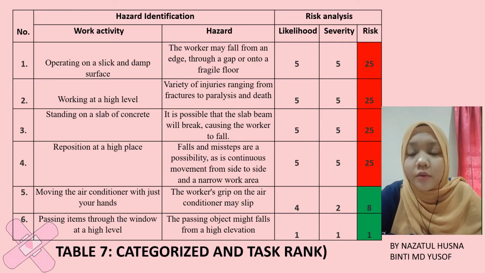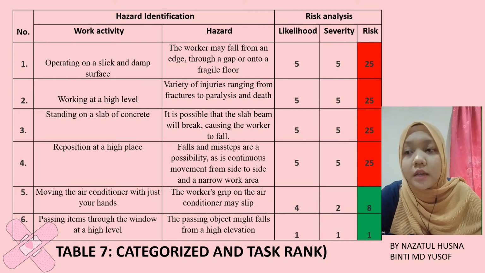Table 7, we can see the categorized tasks and their rank. The red one is extreme risk and the green one is minor risk. This table is arranged from the higher risk to the lower risk, where number 1 is the highest risk and number 6 is the lowest risk.